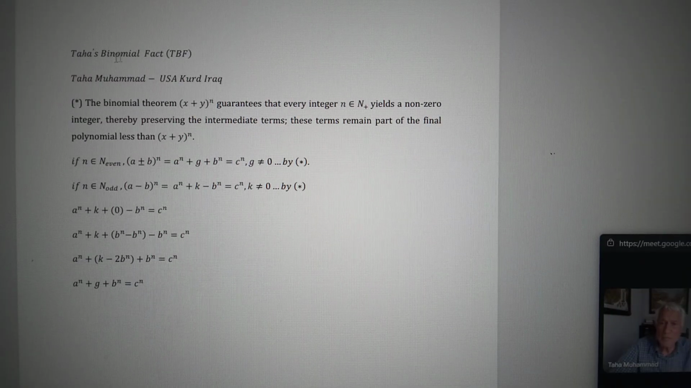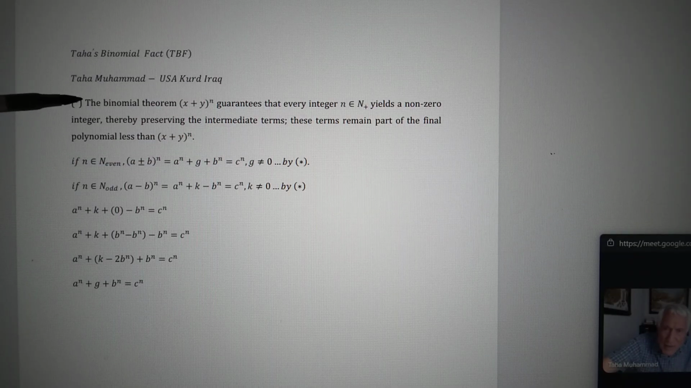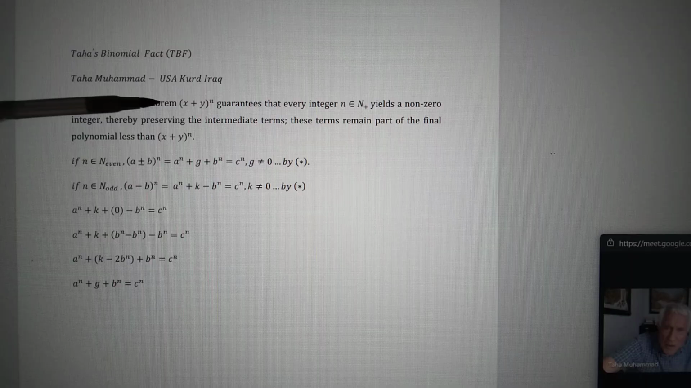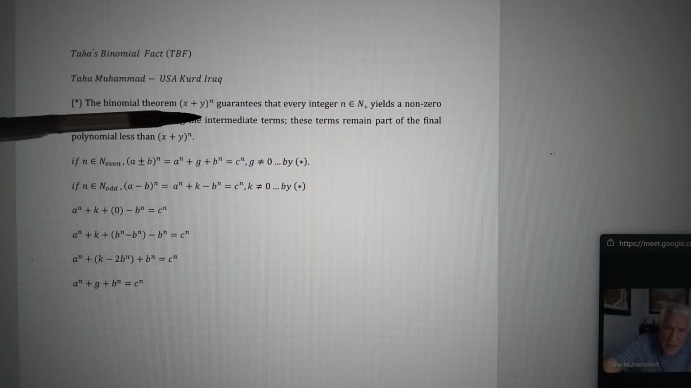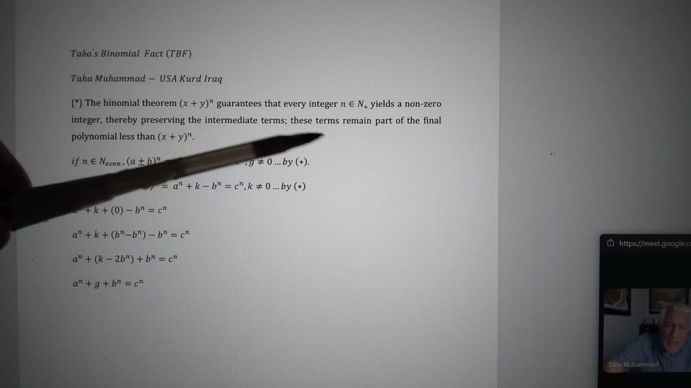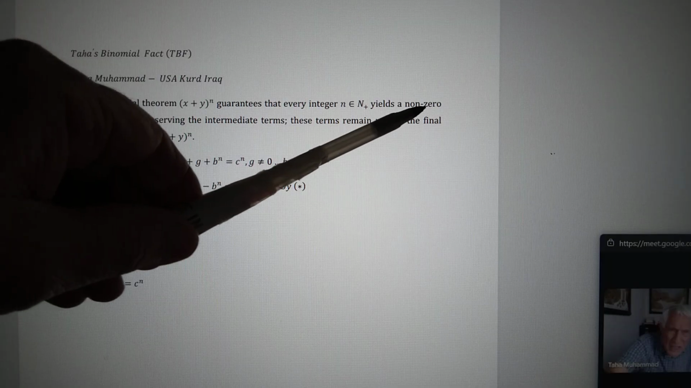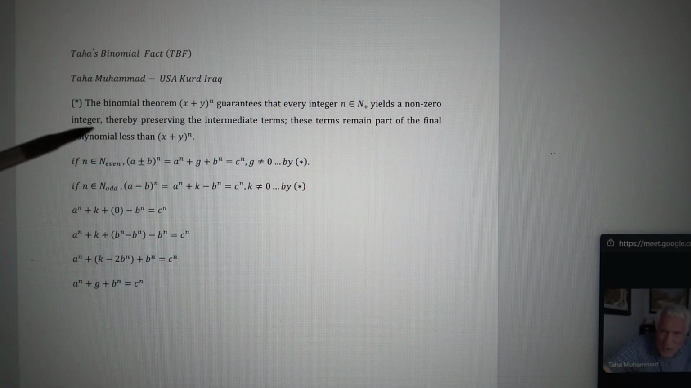I name it Taha's binomial fact. You see this star? This is the binomial telling you this, not me. Any binomial theorem, x plus y all to the n, guarantees that it yields a non-zero integer.